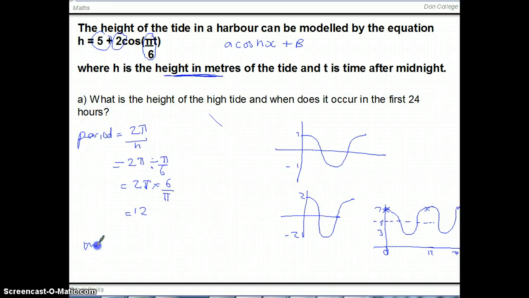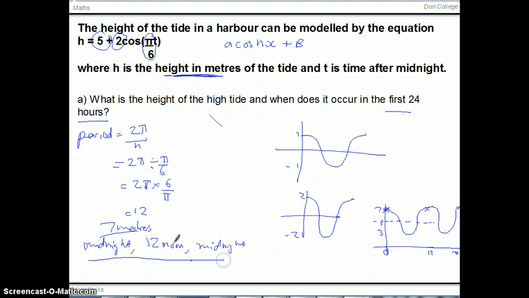So we could say midnight, 12 noon, and then midnight again if that was included. It's not entirely clear from this as to whether we would include the end point there or not, but we can see that that's when it would happen, midnight and 12 noon, then the subsequent midnight and so on. So there we go, that would be the height of the high tide, 7 meters, and it would occur at these times.